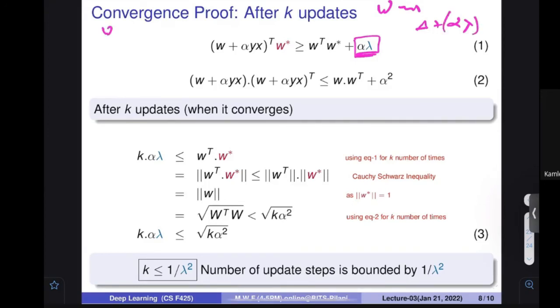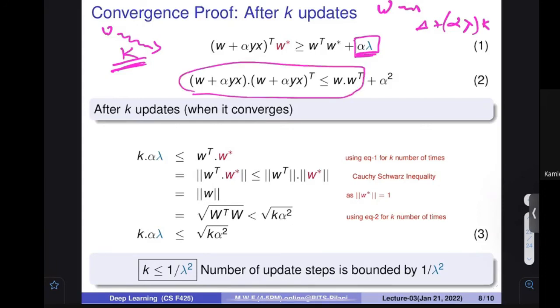If you start from the W and keep increasing, how many steps can you go ahead? Let's assume that you update it k number of times. So what is the final value? This is multiplied by k. And by this formula, you know the maximum value.